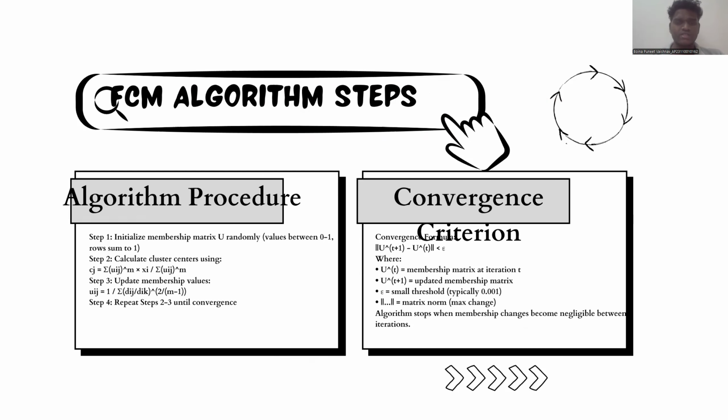Algorithm. Let us understand the step-by-step algorithm. The algorithm follows an iterative process. Step 1. Initialize the membership values randomly. Step 2. Calculate the cluster centers. Step 3. Update the membership values. Step 4. Repeat until it converges. This loop continues until changes become very small.